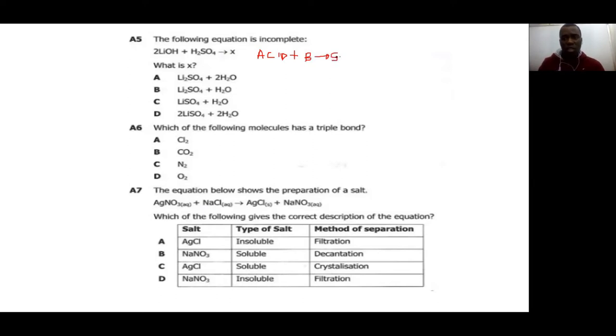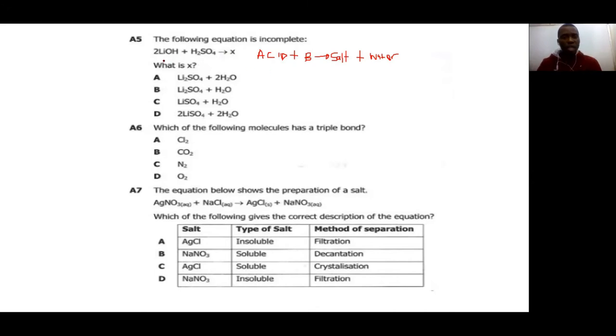A salt. So we're going to have a salt plus water. So a salt plus water. So this one is water. That is the general equation for the reaction between an acid and a base. So now we are saying lithium hydroxide is a base, an alkali to be specific, then this H2SO4 is an acid. So acid plus base will always give us a salt and water.